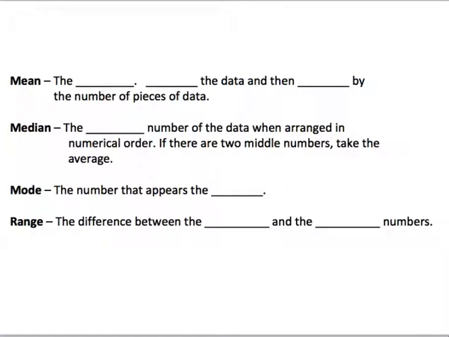The word mean in mathematics is really just a fancy word for the average of a list. Mathematically, how you calculate the average of a list is by adding all the data points and then dividing by the number of pieces of data.